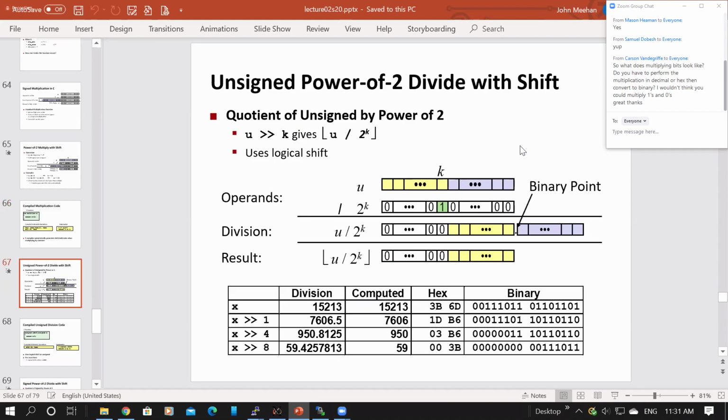So if I wanted to do shifting left does the multiply, right? So if I shift things right, that's like dividing by powers of 2. So take something and the shift right in C is two greater-than signs. That gives me the floor function of u divided by 2 to the k.